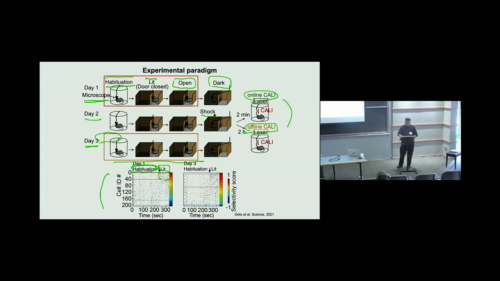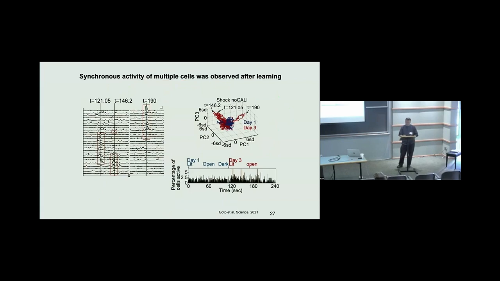Another parameter we monitored is how synchronous the activity is. So this is actually a calcium trace, and what you can see is that around here, multiple cells are firing together, and here again, and here again. So this is the percentage of cells firing together, and this is a kind of representation with PCI. So you can see this kind of deviation, which represents synchronous activity like this one. So in this way, we can see two parameters. First is selectivity, and another one is synchronicity of the firing.